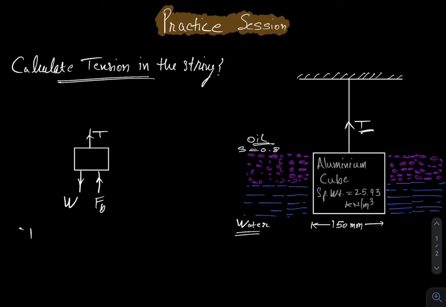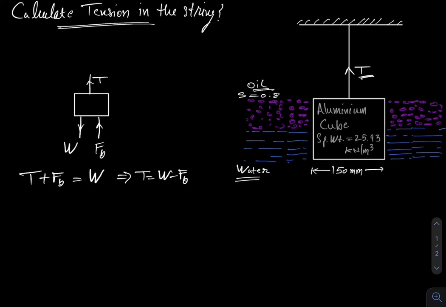So we have T plus Fb is equal to W by equilibrium of forces. T plus Fb must be equal to W, which also implies that T is equal to W minus Fb, that is, weight of cube minus buoyancy force, will be equal to the tension in the string. So first of all we need to find the weight of our aluminium cube.